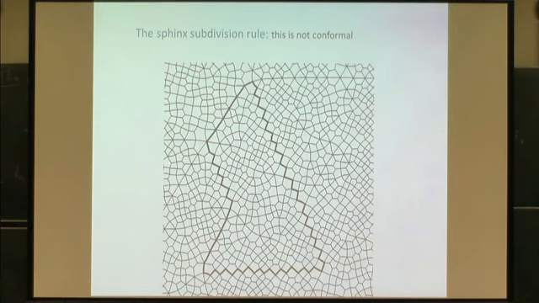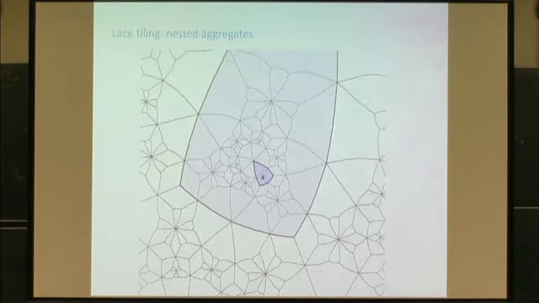I want to compare that with the lace. Here's a lace tiling, this large one. And it was broken down into subtiles according to that subdivision rule. And each of those was broken down further into subtiles. But the thing is here that if I take the conformal structure on the finest set of tiles and I use that to define my conformal structure, it gives the correct conformal structure even to the aggregate tiles.